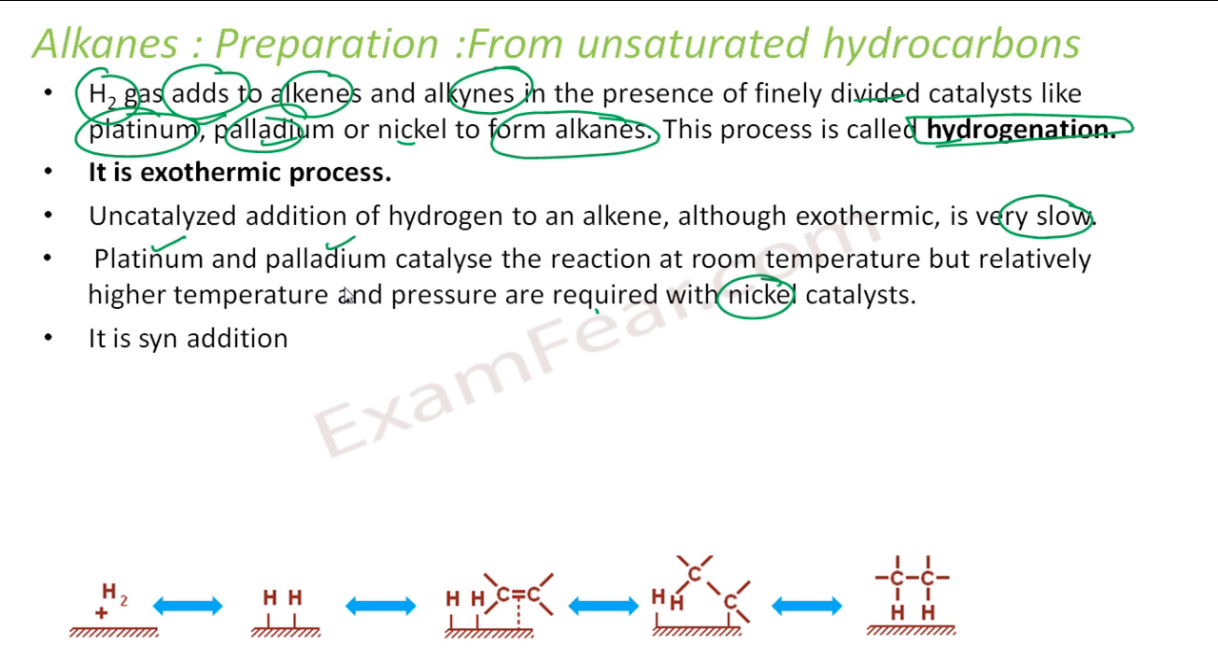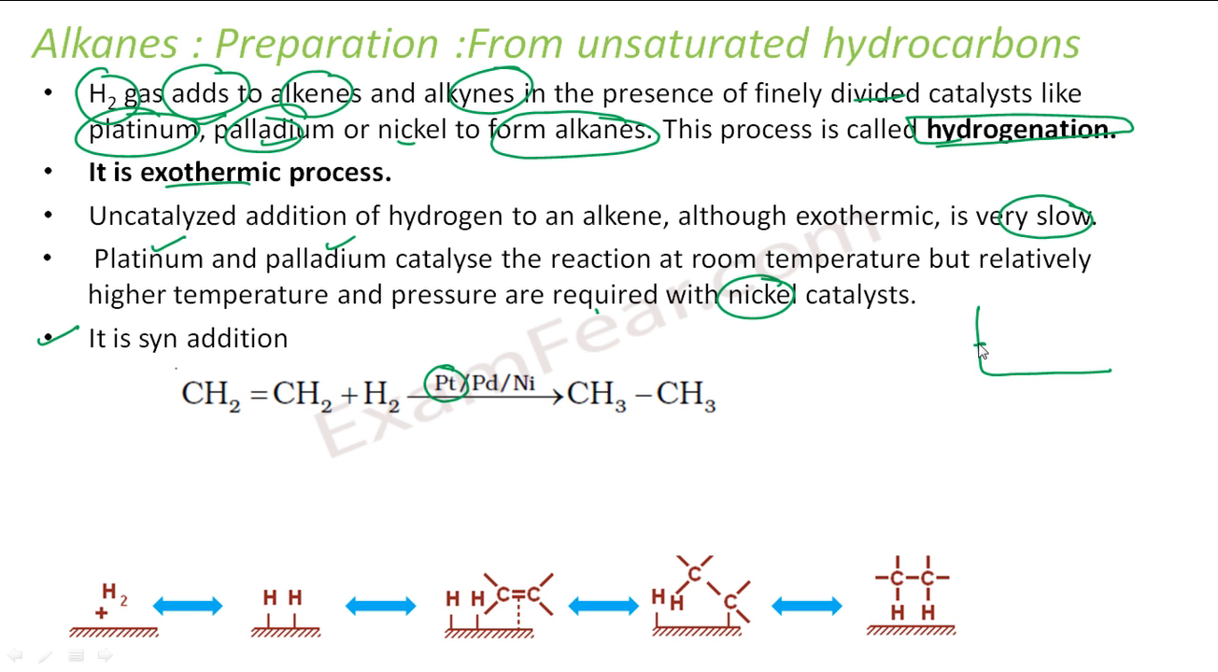And it is a syn addition, because the hydrogens get added on the same side. If you talk about stereochemistry, this is a syn addition. This is a typical reaction. I have ethene here, and I'm adding hydrogen in the presence of this catalyst, and I'm getting ethane. As I told, this is an exothermic process, but still it requires a catalyst, because of this graph. This is my ethene, and you get ethane, at lower energy, right?